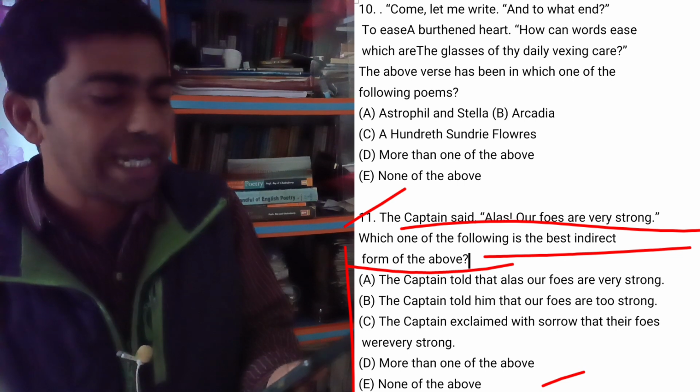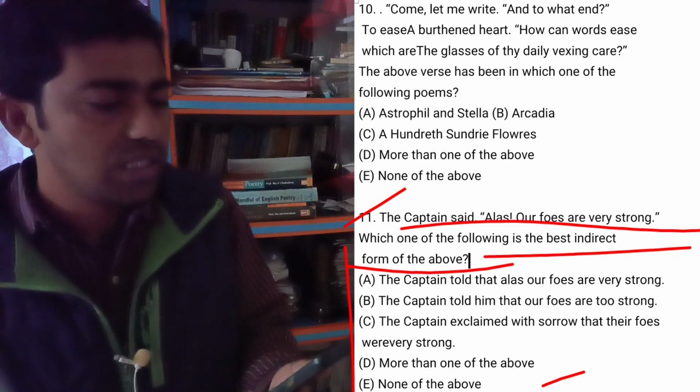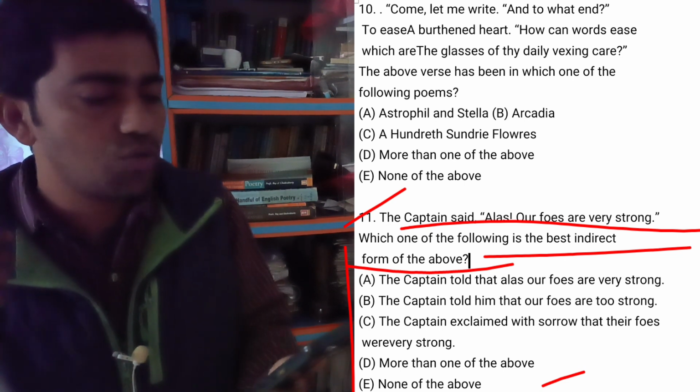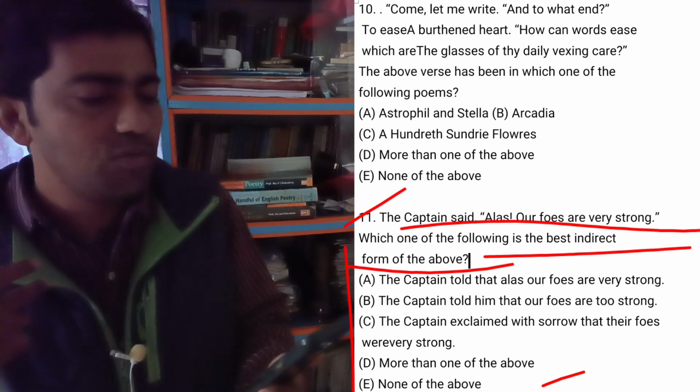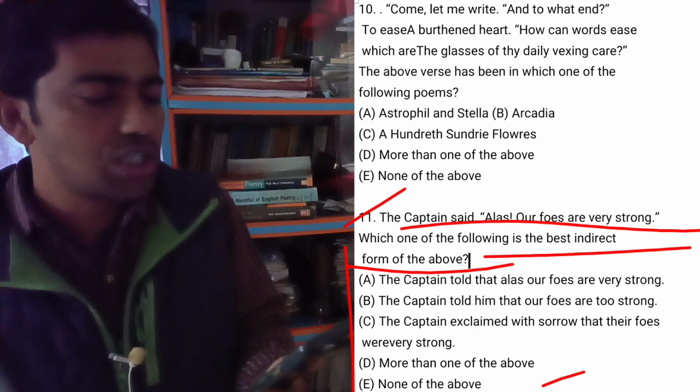The captain told that, alas, our foes are very strong. The captain told him that our foes are too strong. The captain exclaimed with sorrow that their foes were very strong. More than one of the above, none of the above.